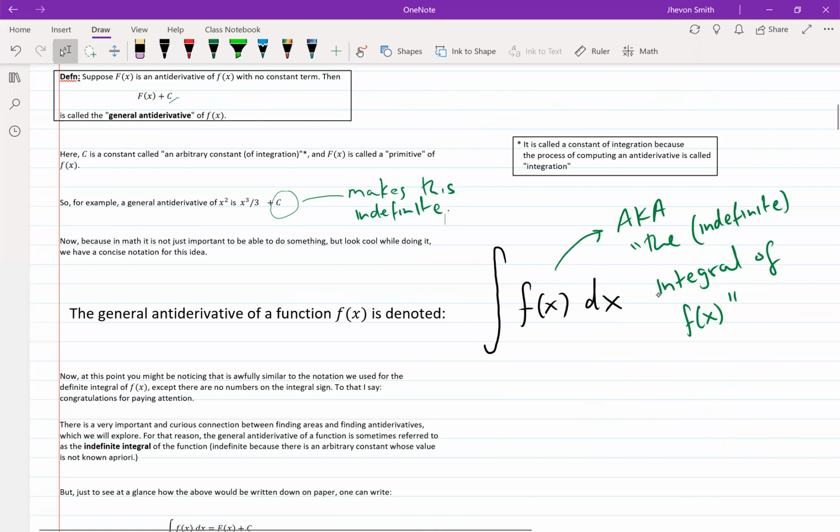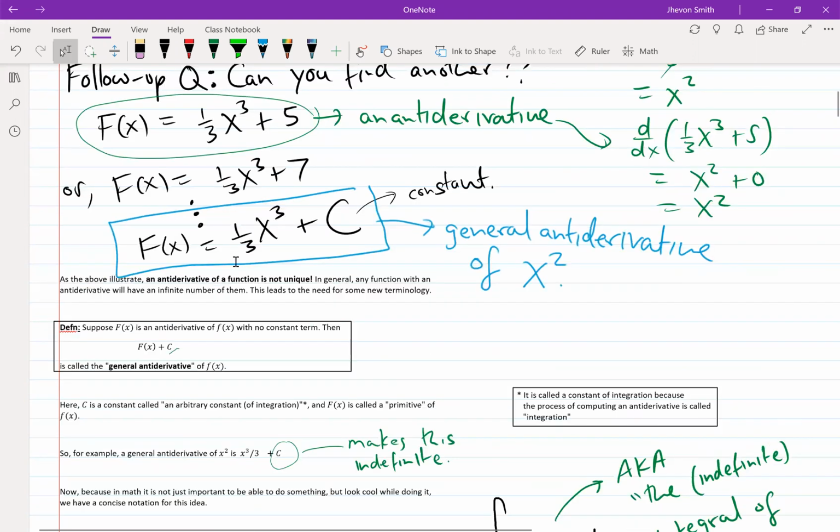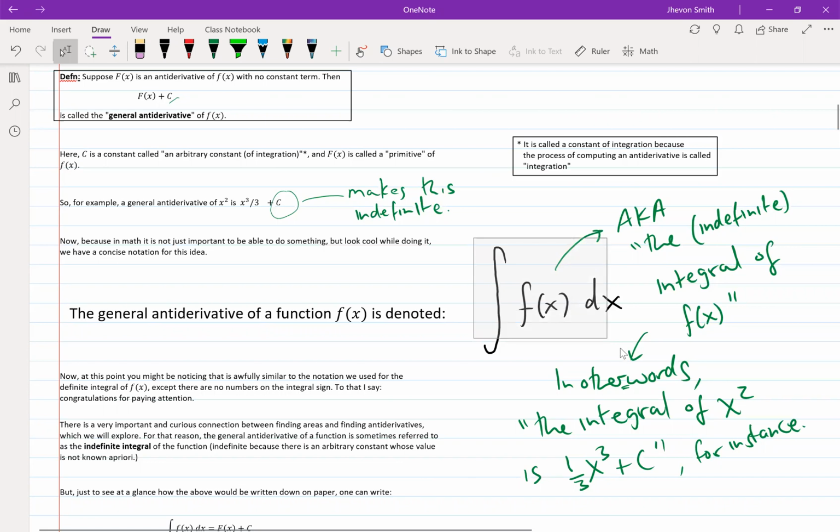So in other words, I could say the integral of x squared is a third x cubed plus c, for instance. Okay, so this is the symbol we use for the antiderivative, which is kind of a foreshadowing of a connection to come. We'll talk about that in a little bit.